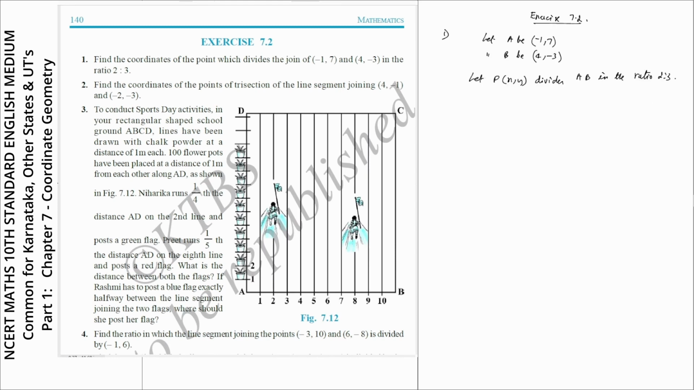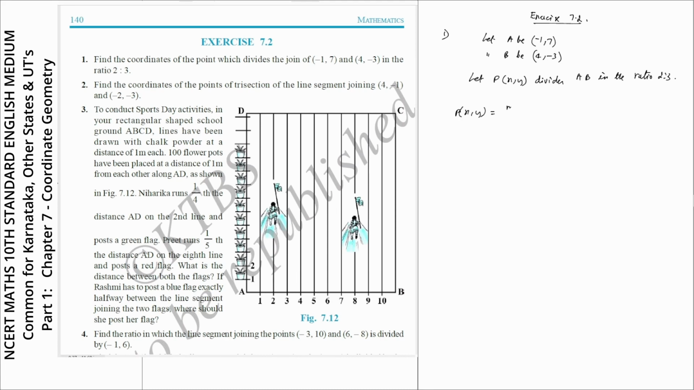Find the coordinates of the point which divides the join of minus 1 comma 7 and 4 comma minus 3 in the ratio 2 is to 3. So I'll take point A as minus 1 comma 7 and point B as 4 comma minus 3, and let P of xy divide AB in the ratio 2 is to 3. Therefore P of xy is given by, what is the section formula?